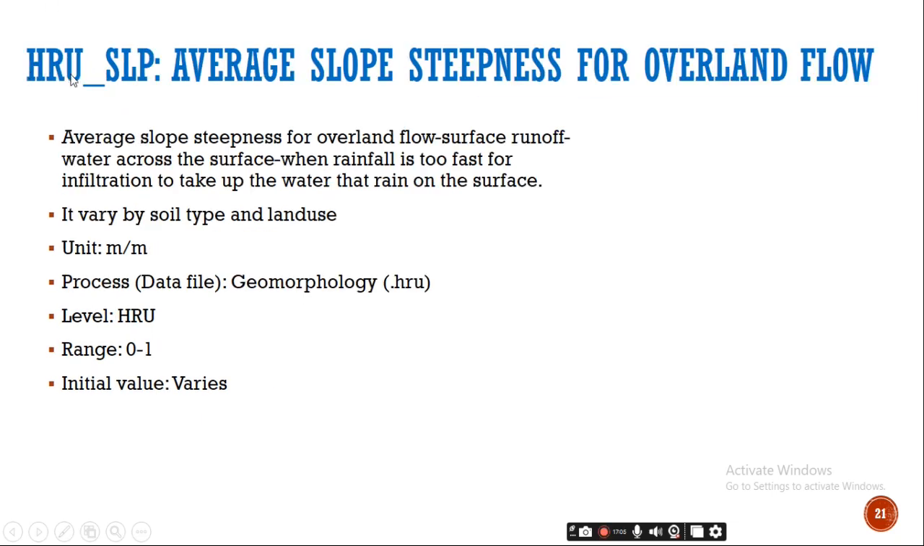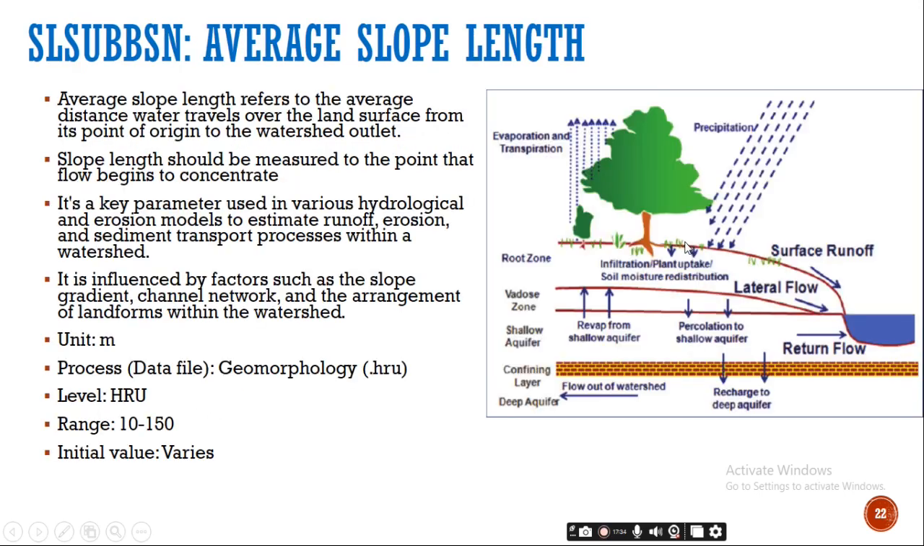Then after HRU_SLP, it means the average slope steepness for overland flow. Average slope steepness for overland flow, surface runoff water across the surface, when rainfall is too fast for the infiltration to take up the water that rains on the surface. It varies by soil type and land. Its unit is nothing, meaning m by m, and its recommended range is 0 to 1. Its initial value could vary.